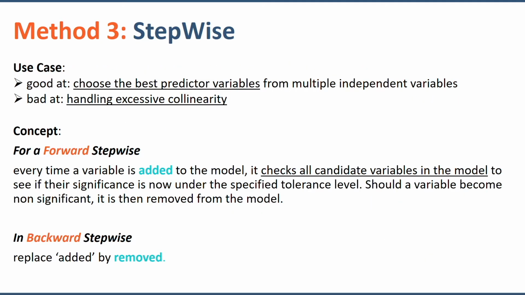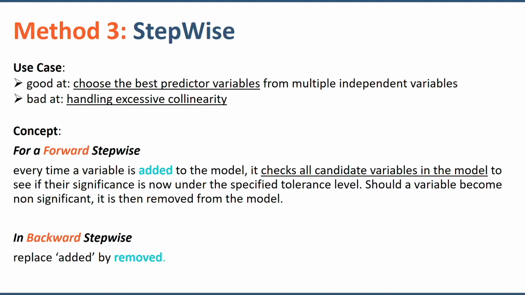Stepwise now. Stepwise is pretty good to find best predictor variables in a dataset composed of independent variables. However, it is not advised to use stepwise when you have excessive collinearity, otherwise you might end up with an inconsistent model. Now I am going to cover forward stepwise selection.